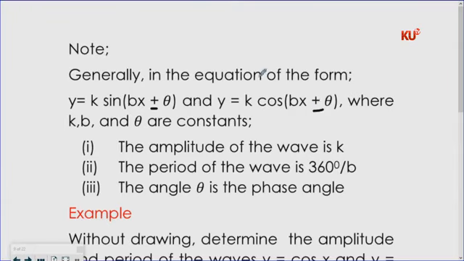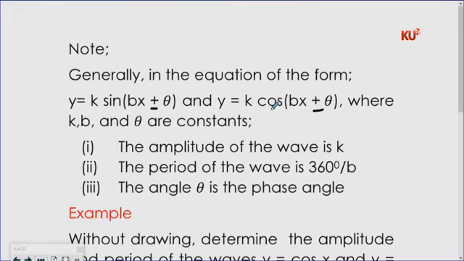If you have such functions, they must have sine and cos. Here we are not looking at tan. They must have sine or cos. For you to get the amplitude, it is the coefficient of sine or the coefficient of cos, which is k. That is how you get the amplitude. You just look at the coefficient, the number that is coming before sine or cos.